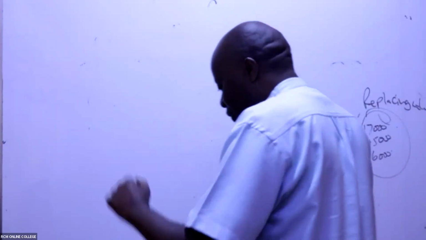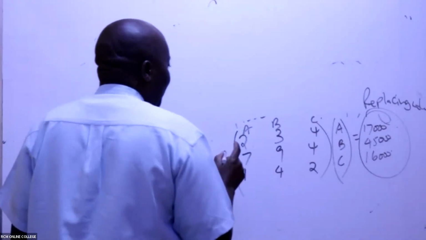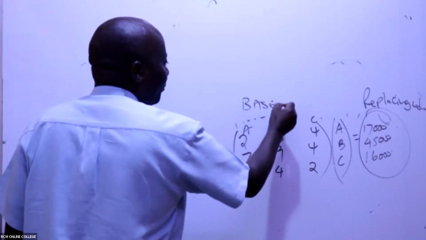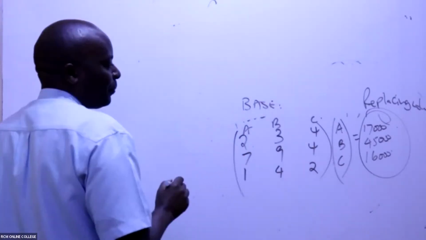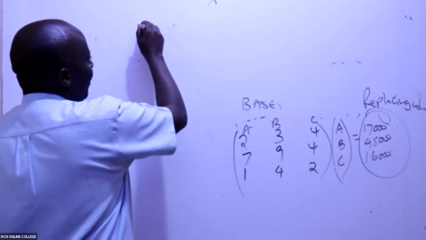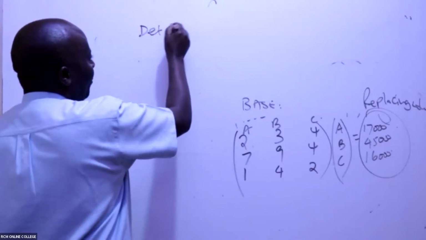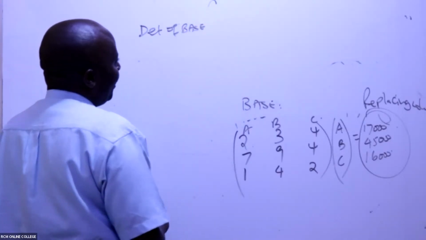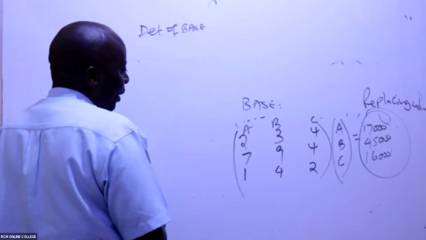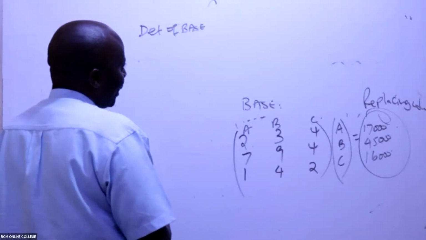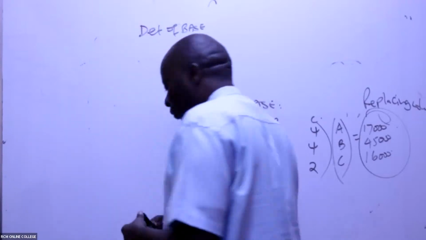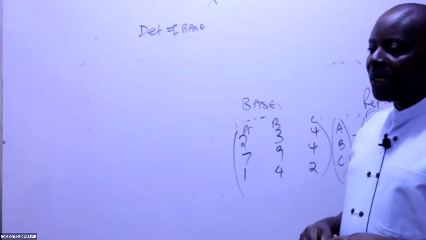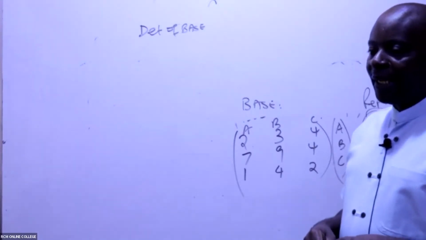Great. Let's go together. So the very first thing that I will do: this matrix is what I call the base. So come and give me the determinant of the base. We know the determinant of the base, ladies and gentlemen, it will be product of primary diagonal minus product of secondary diagonal.